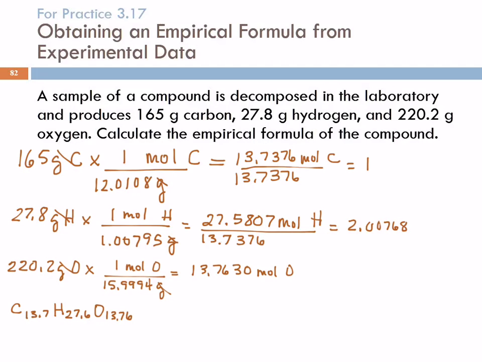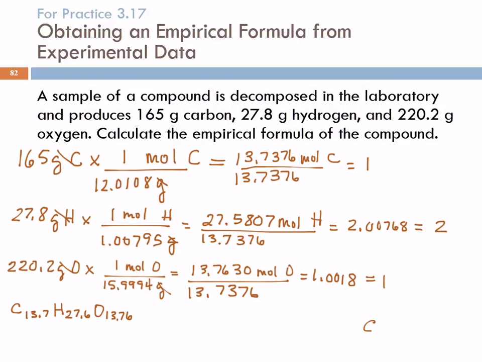Let's go check this other one. So dividing here by 13.7376. I'll do it correctly this time. This comes out to be 1.0018. Can that be rounded to a whole number? Yep. So we're going to call this 1, and we're going to call this one 2, and one of them is always going to be 1. These are the subscripts. It's 1 carbon to 2 hydrogens to 1 oxygen.